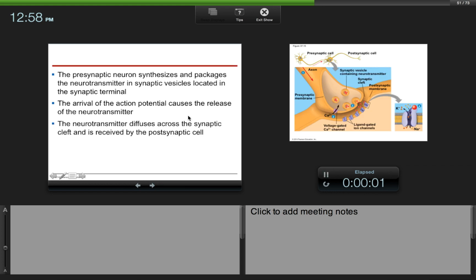The presynaptic neuron synthesizes and packages the neurotransmitter in synaptic vesicles located in the synaptic terminal. The arrival of the action potential causes the release of the neurotransmitter. The neurotransmitter diffuses across the synaptic cleft and is received by the postsynaptic cell.